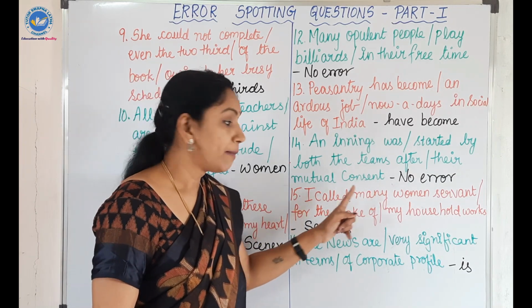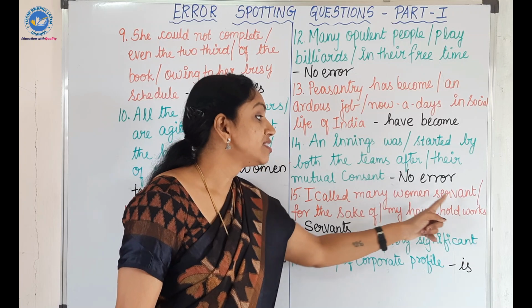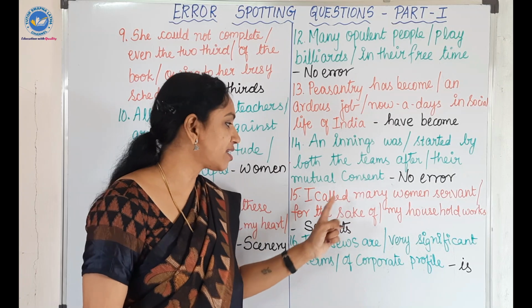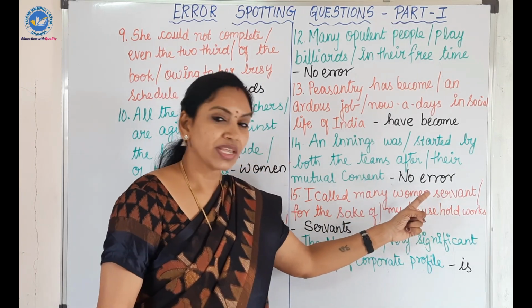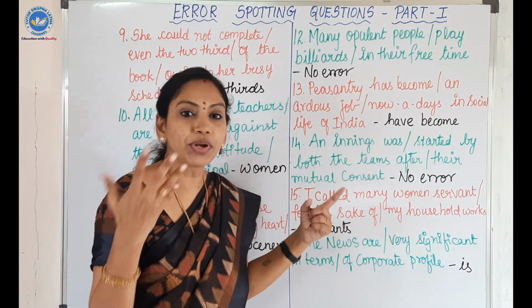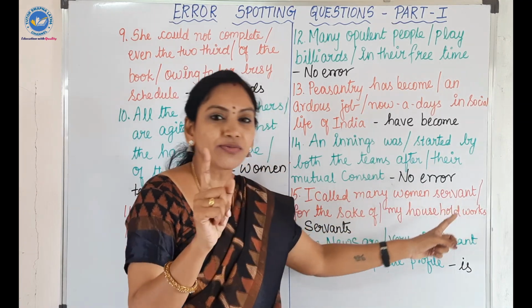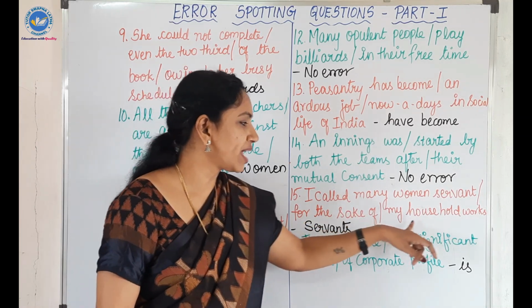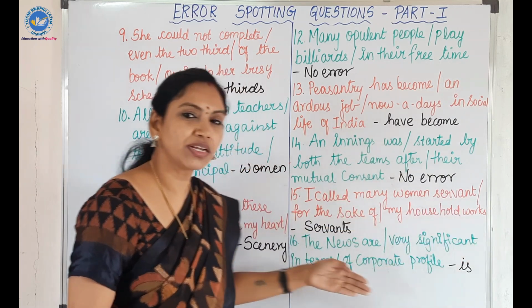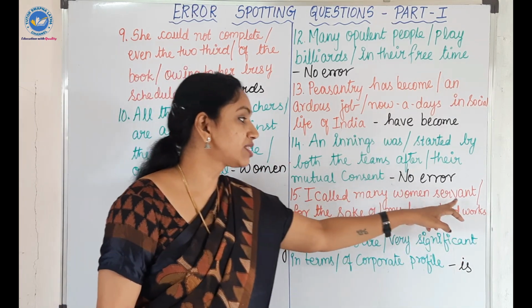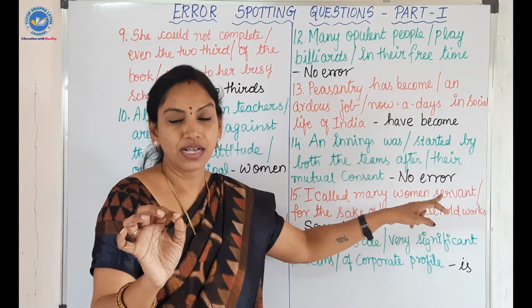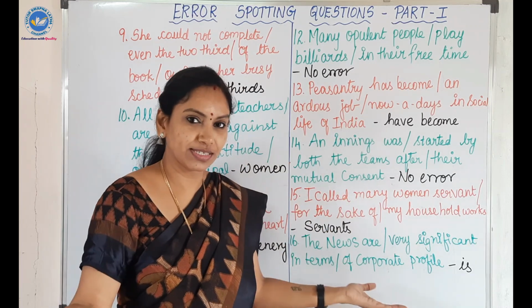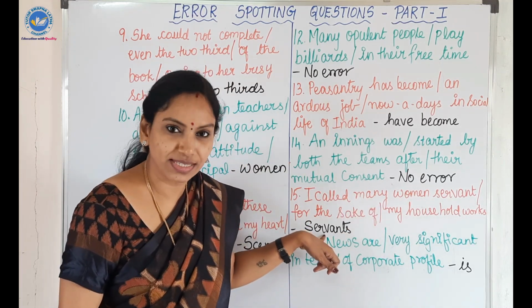I called many women servant. Here itself I told you, my dear friends, the same has been repeated. I called many women servant. Many is plural. Women is plural. Then why does only servant not get an S? So change that. For the sake of my household works. Everything has been given plural, friends. But here only servant is given. Servants should come. So I called many women servants. So change servant to servants.